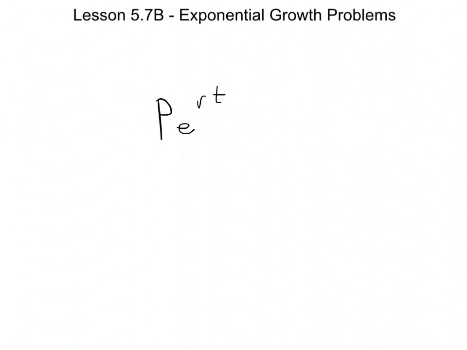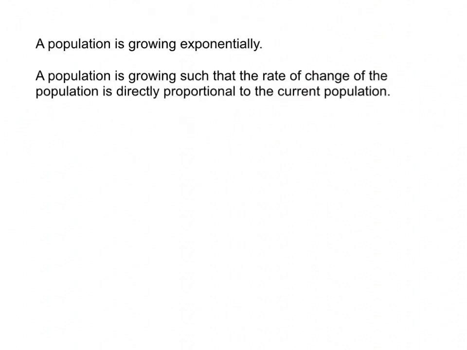But I think the first question to answer is, when do we know to use Pert? And we're going to look at the next slide for that. There are sort of two ways that a problem can be worded. One, if a problem explicitly states that a population or something is growing exponentially, that's an immediate indication that it's exponential growth, and so we're going to use some form of Pert for that. It may have different variables. It may be Ce^(kt) instead of Pe^(rt), but they're both similar.